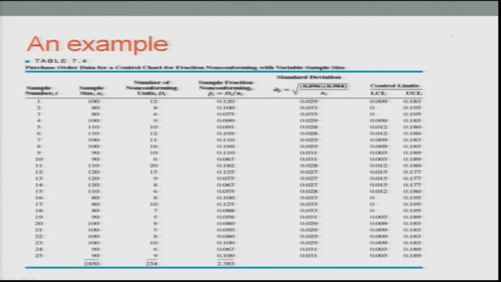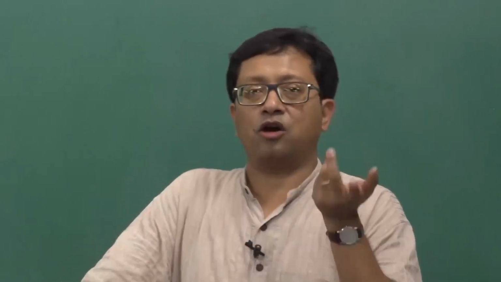Now, let us study in detail with an example again from Montgomery. The first column are the sample numbers, which is i equal to 1, 2, 3, 4 till the 25th one. So, you are taking 25 such samples. If it were a fixed sample size, say for example 20, the total number of observations would be 25 into 20.